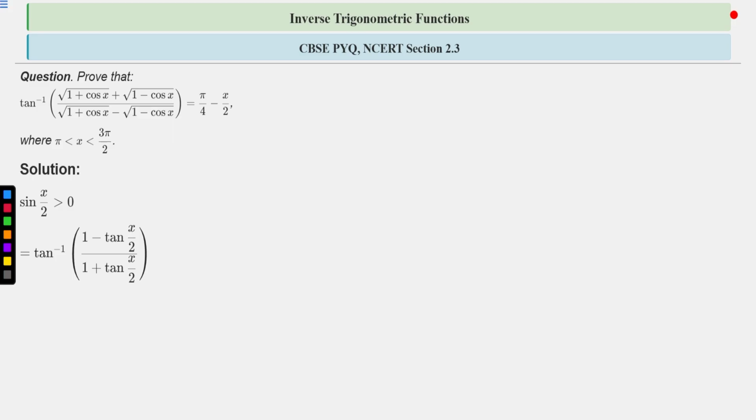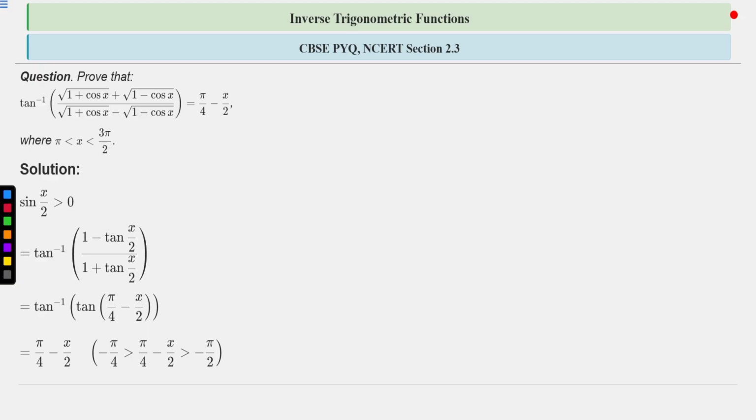So finally, we can write it further as tan inverse of 1 minus tan x by 2 upon 1 plus tan x by 2, by dividing the numerator and the denominator by cos x by 2, right? Now 1 minus tan x by 2 upon 1 plus tan x by 2 can be written as tan of pi by 4 minus x by 2, isn't it? Therefore, the final expression is tan inverse tan of pi by 4 minus x by 2. Right, so it will be pi by 4 minus x by 2.